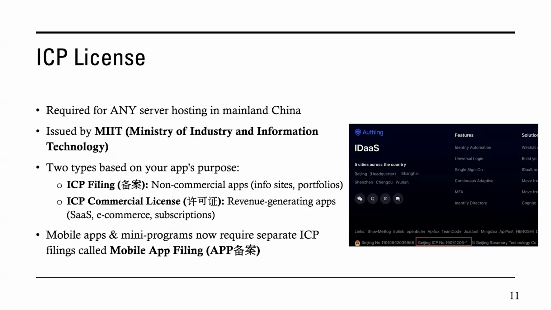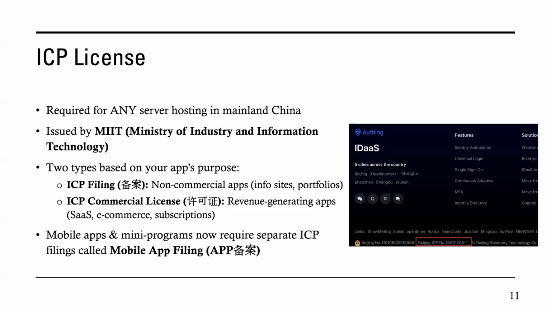And there are two types of ICP licenses. The first one is ICP filing, which is basically for non-commercial apps like information websites and portfolios. And the second one is more difficult to get as well. It's called the ICP commercial license. And if you're using a SaaS platform or anything that generates revenue, you need to get this one, right?